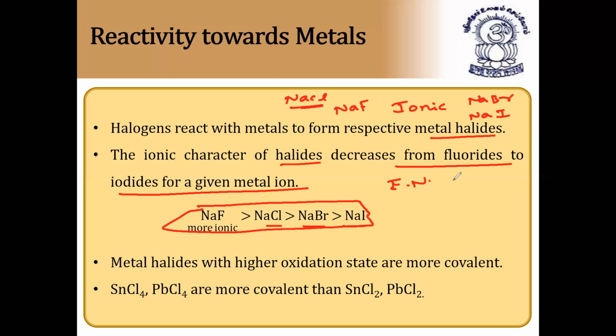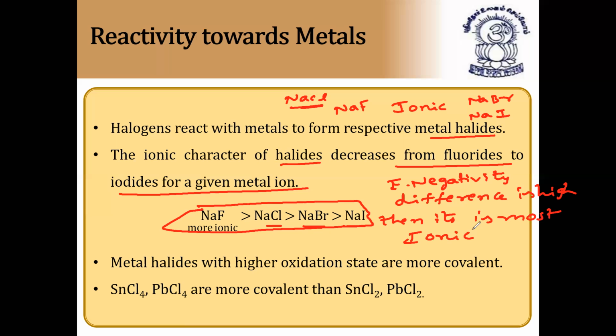I'm writing the statement: if the electronegativity difference is high, then it is most ionic in nature. So automatically, if we take fluorine, chlorine, bromine, or iodine with the same metal, we can say the order of ionic character: sodium fluoride is the most ionic. I hope it is clear.